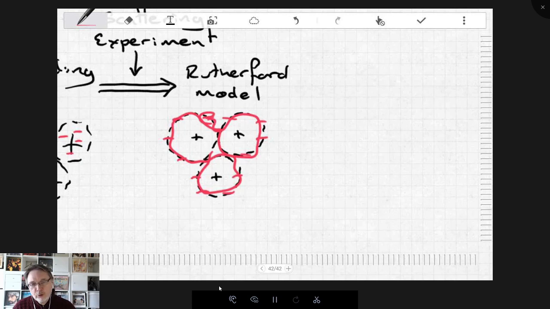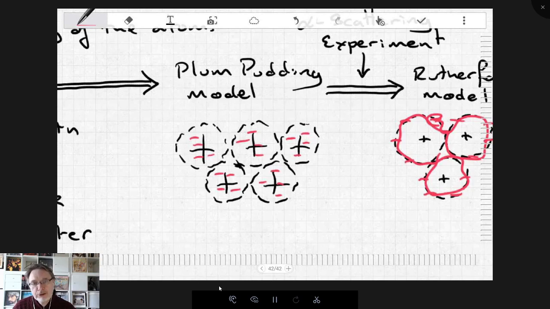So the reason that we got the definition of current wrong was because at the time when we defined it, the plum pudding model was the model of the atom, and in that model, positives or negatives or both could actually equally move through the material.